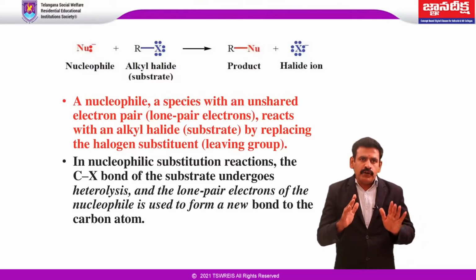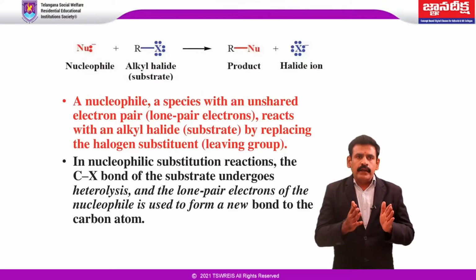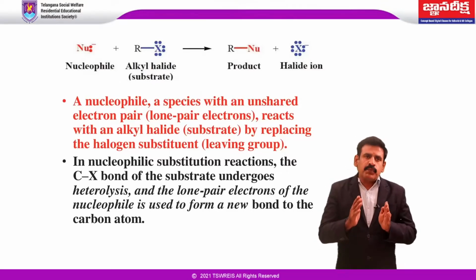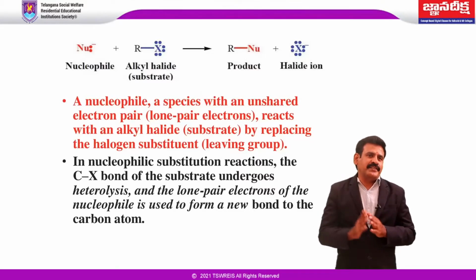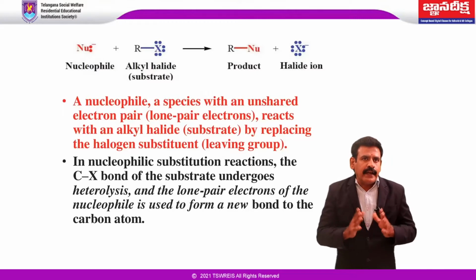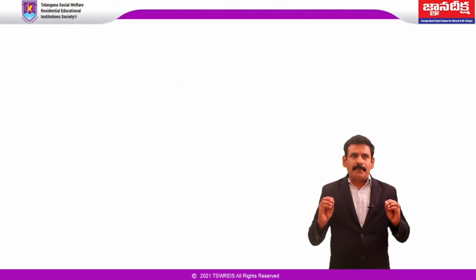The nucleophile has more electrons. In the carbon-halogen bond, the carbon gets a positive charge and the halogen gets a negative charge. Heterolysis has taken place. A nucleophile is a negative ion or a neutral molecule that has at least one unshared electron pair.